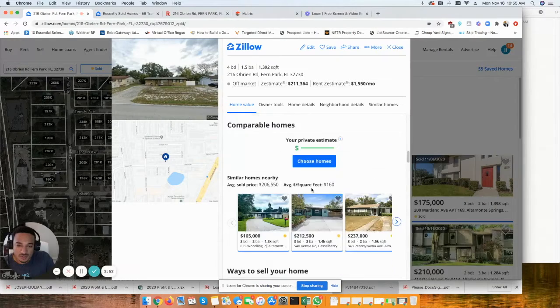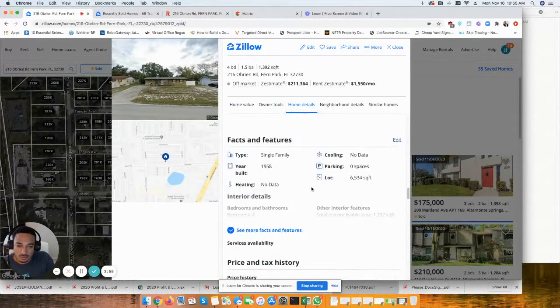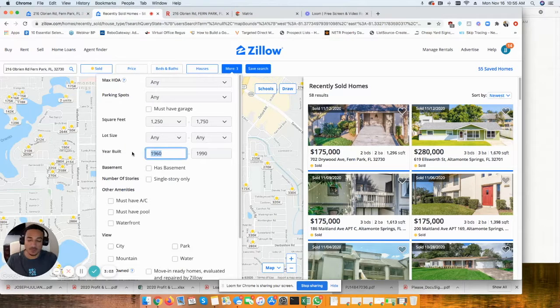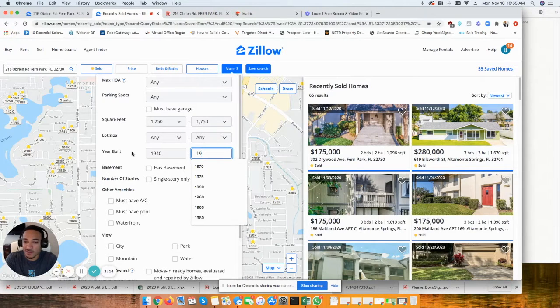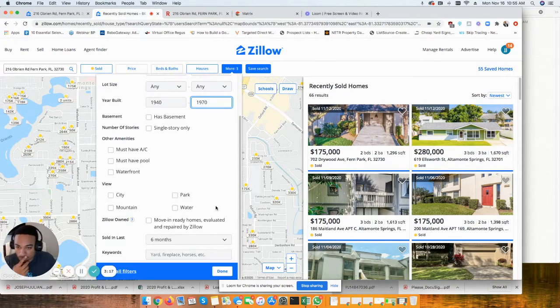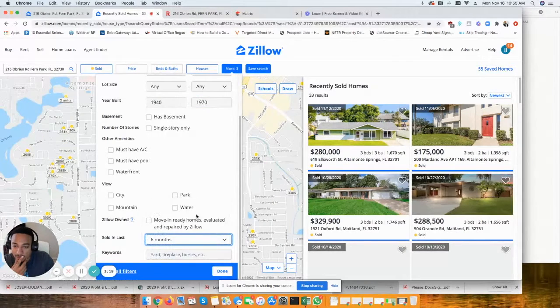Let's see what year built this is. On Zillow, you scroll down and you'll see something that says facts and features, right? Year built, 1958. You always want to stay somewhat close to that range because you don't want to look at a house that was built in 2020, right? You want to look at houses that were built in the same time period. So I'm going to go 1940 to, I don't know, let's just call it 70. I like to stay between 10 and 15 years apart, 10 to 20 years apart.